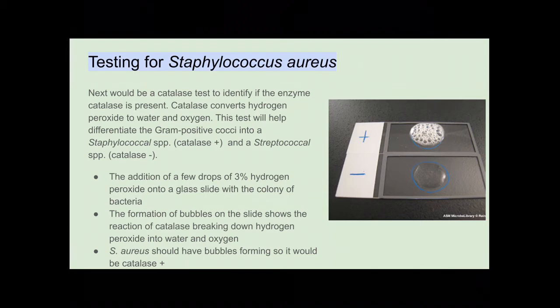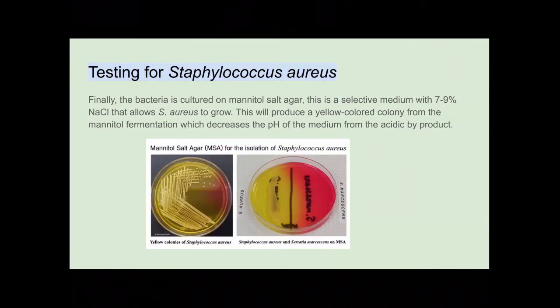So the second test we would start with was the catalase test. So catalase is an enzyme that converts hydrogen peroxide to water and oxygen. So to figure this out, we added 3% hydrogen peroxide onto a glass slide with the colony of bacteria. And the formation of bubbles on the slide shows the reaction of catalase breaking down hydrogen peroxide into water and oxygen. So what we should see is that Staphylococcus aureus forms these bubbles, and that would mean that catalase is positive. And you can see that right on that picture right there.